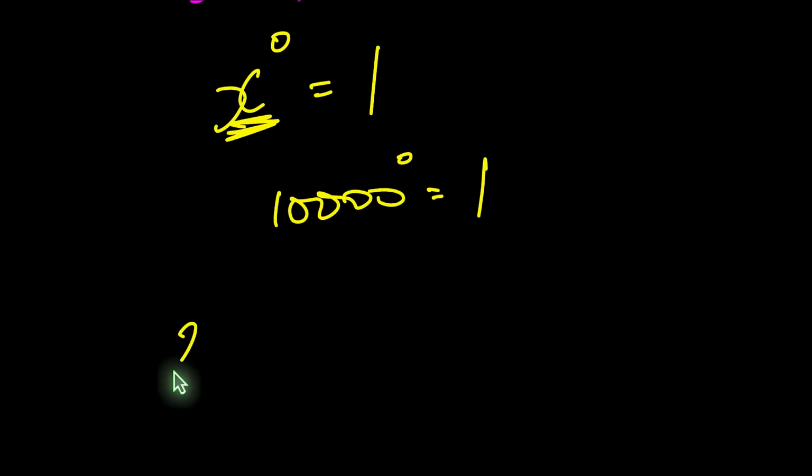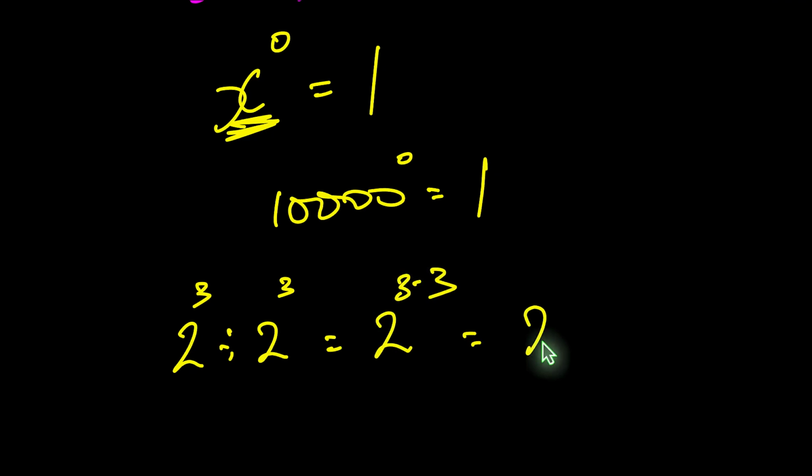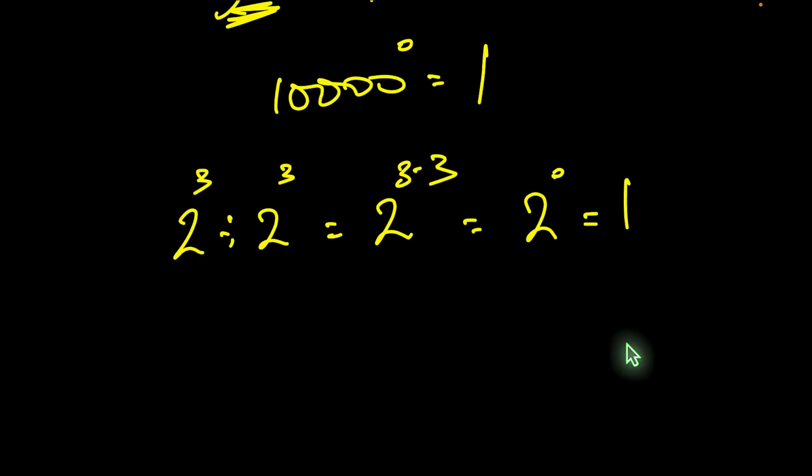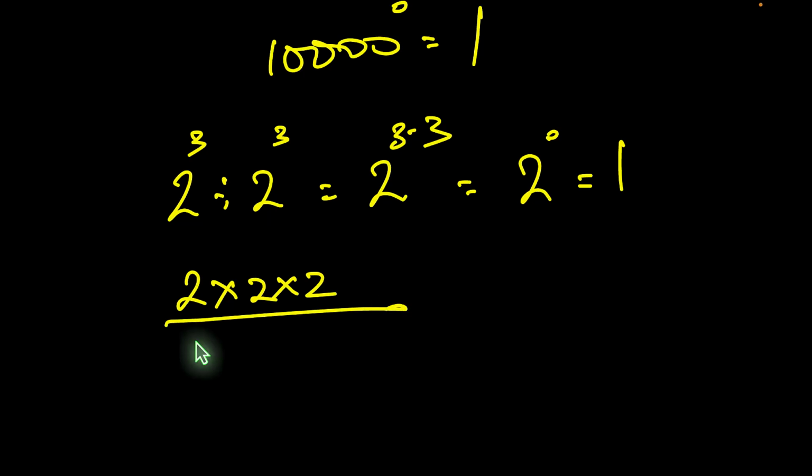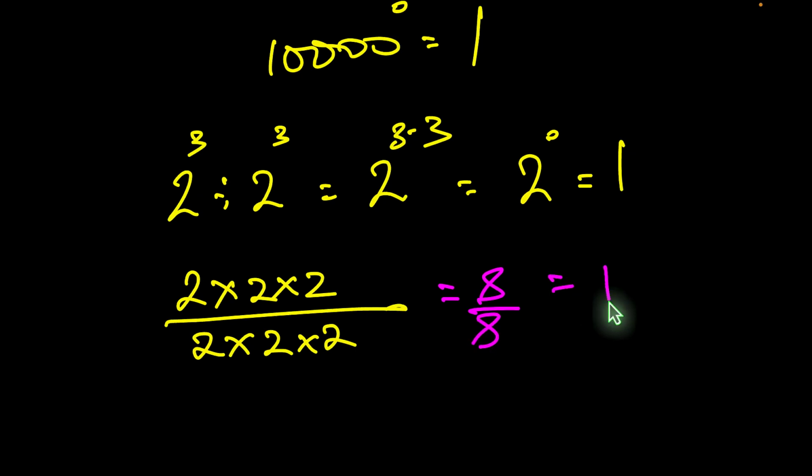So let's say we have 2 to the power of 3 divided by 2 to the power of 3. Of course, we can do this by subtracting the powers, but we are going to be left with 2 to the power of 0, which is 1. But what I'm going to do is to prove to you why this is actually 1. So 2 to the power of 3 is the same as 2 times 2 times 2. And it's being divided by 2 to the power of 3. So if we put that as the same 2 times 2 times 2, then this value at the top is going to be 8 divided by 8, which is the same as 1.